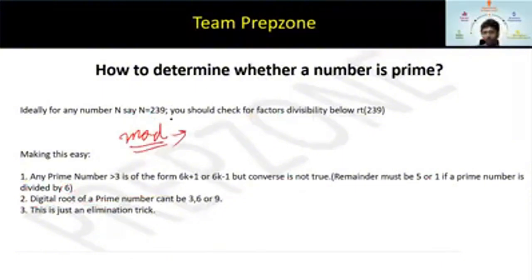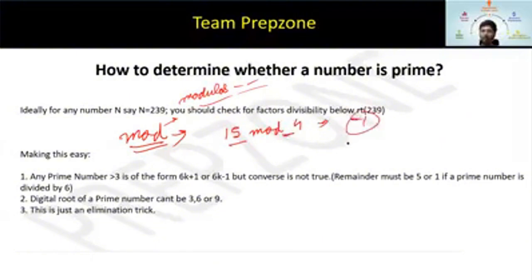In functions, there is a function known as the modulus function. That is different, and this is mod. If I'm writing, let's say, 15 mod 4, the meaning is: if I'm dividing 15 by 4, what is the remainder? Minus 1, or I can also write the remainder as 3 as per my wish. So 15 mod 4 is minus 1, or I can write it as 3.